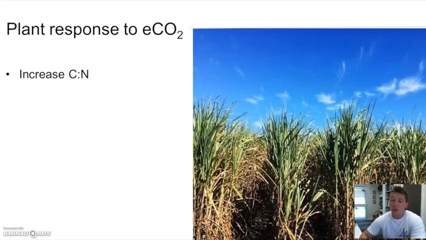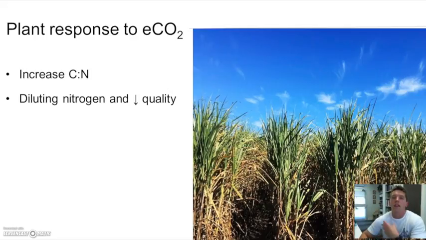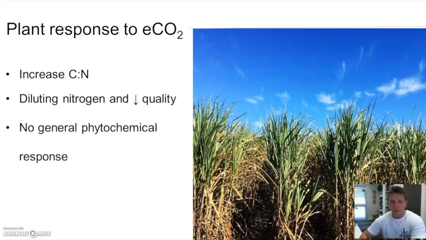Well, one of those responses that we do see is an increase in the carbon to nitrogen ratio. Plant material typically has a much higher carbon to nitrogen ratio compared to that of insects, and therefore insects have a dietary limitation to nitrogen. So when we see an increase in the CN ratio, we're seeing a dilution of the nitrogen even further, and this is thereby lowering the quality of plant material as a food for the insects. Interestingly, there's actually no general phytochemical response to elevated CO2.